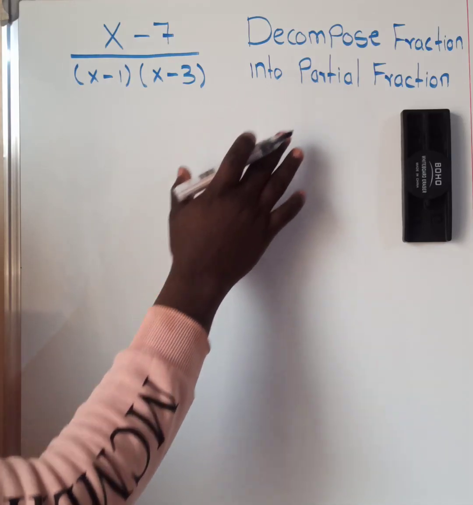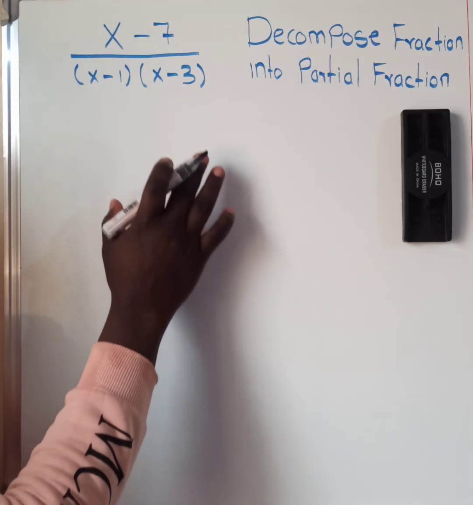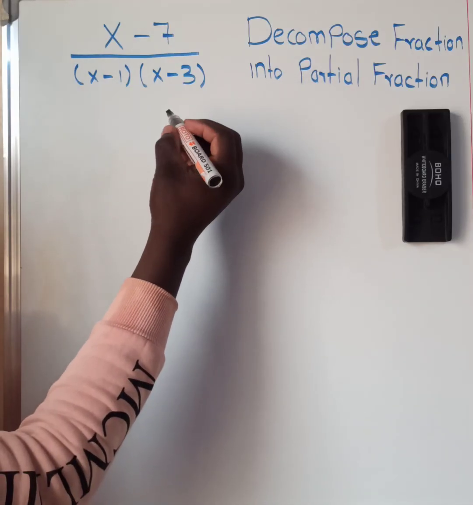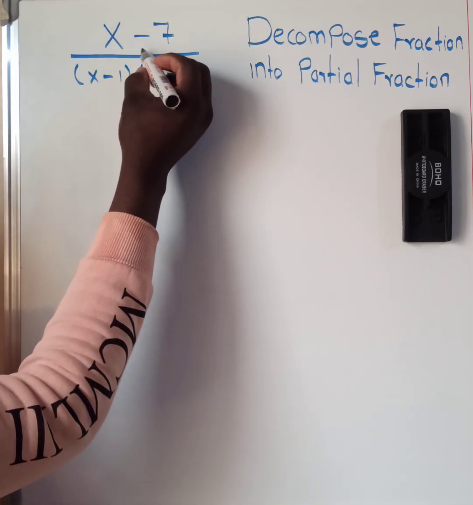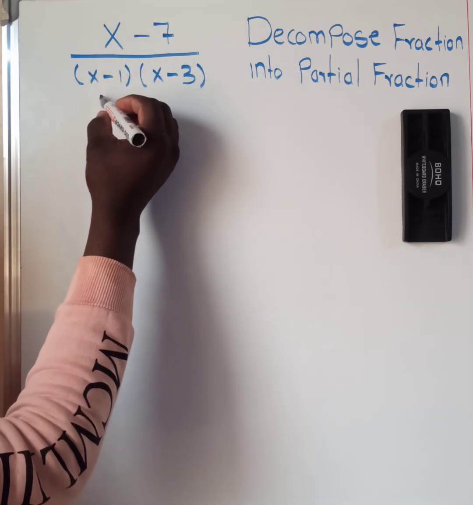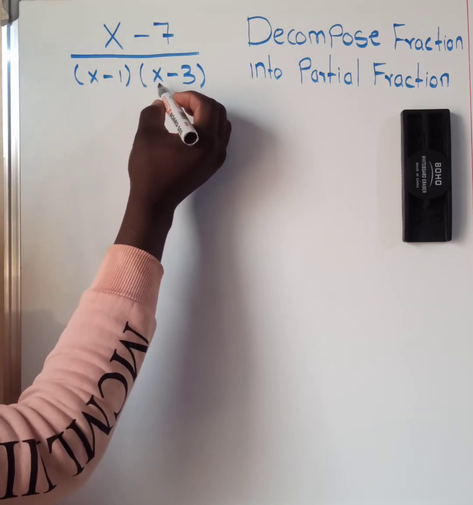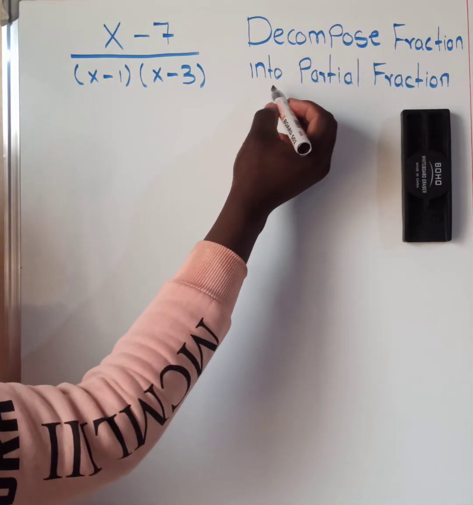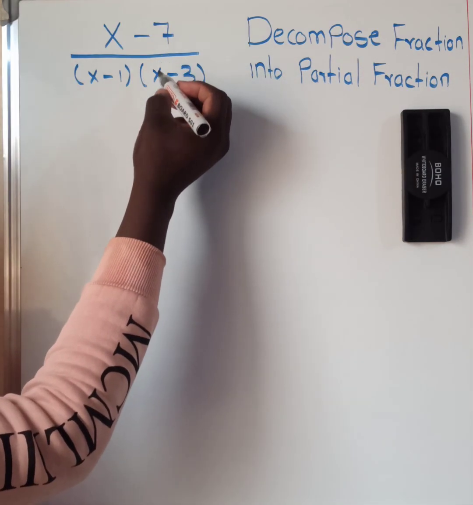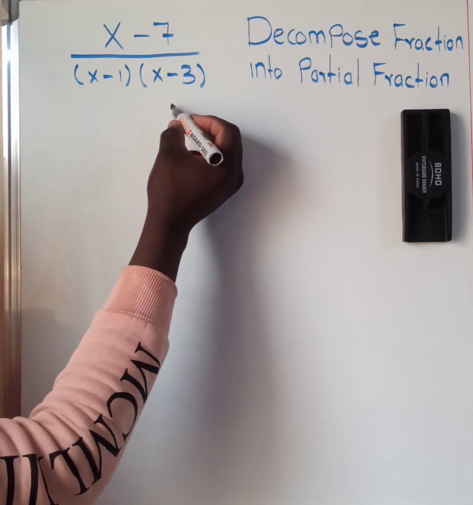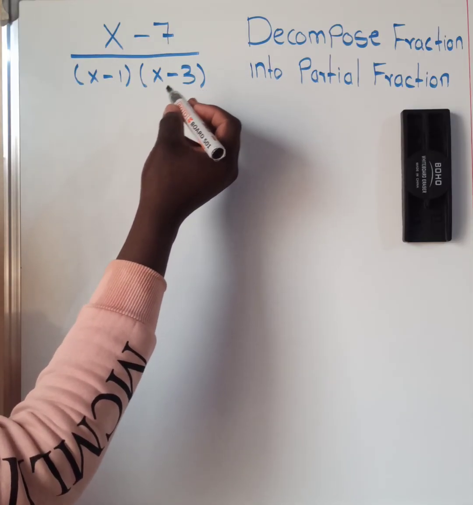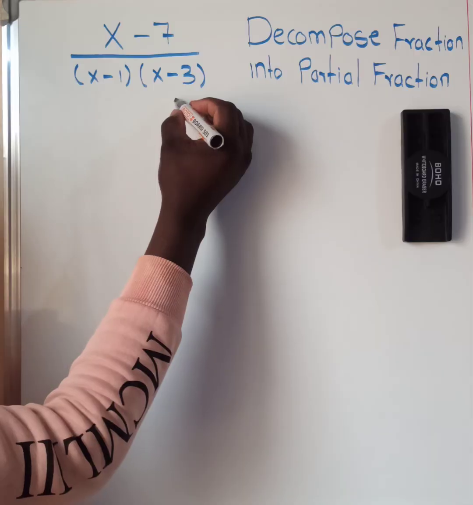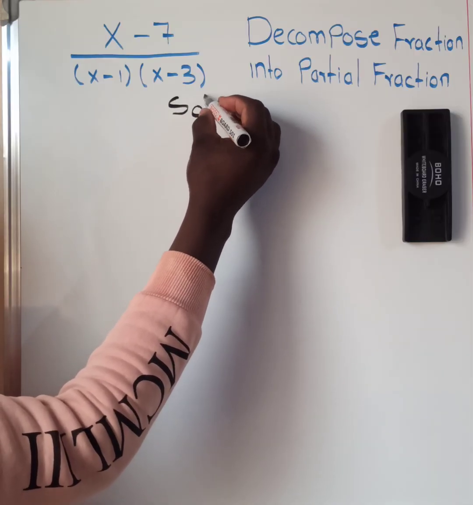All right, guys, let's see how to work this question in a good strategy. This is actually a partial fraction. So we have here (x minus 7) over (x minus 1)(x minus 3). Then decompose the fraction into partial fractions. So we need to decompose this fraction into partial fractions, or change it into partial fractions. So we have to say here, solution first.